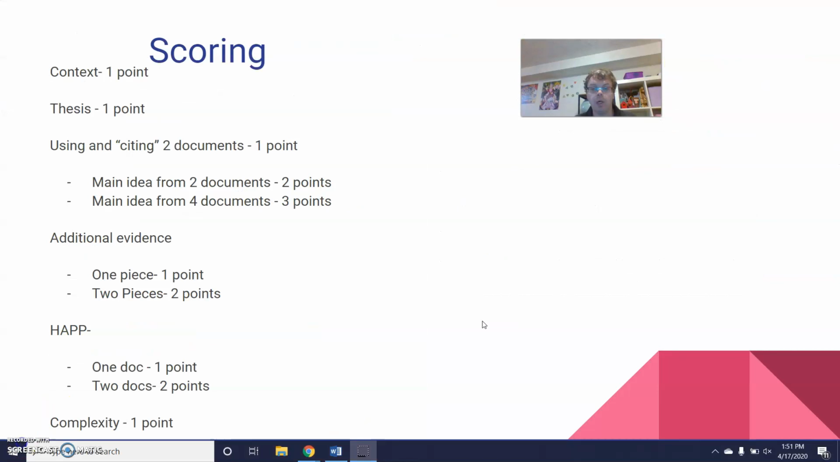Let's go over the scoring real quick. All right, so here's how the scoring breaks down. 1 point for context, 1 point for thesis. Using and citing 2 documents, 1 point. But if you take the main idea from 2 documents, you get another point. If you have the main idea from 4 documents, you get another point. Additional evidence, 1 piece of additional evidence, a point. 2 pieces of additional evidence, 2 points. HAP, if you use 1 HAP, you get a point. And lastly, if you HAP for 2 documents, you get 2 points. And 1 point for complexity.